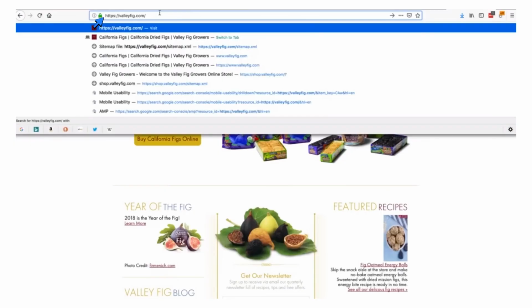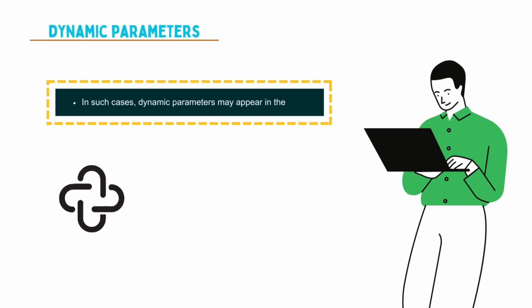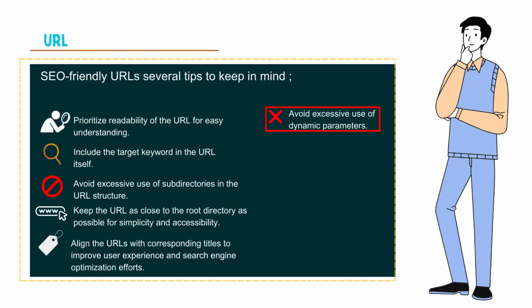Here we have valleyfig.com, which contains recipes, although not specifically dried fig recipes. These recipes are located in the root directory, which is ideal. However, in certain situations, it might be unavoidable, especially for e-commerce websites that retrieve content from databases. In such cases, dynamic parameters may appear in the URL. While this is acceptable, it is important to avoid an excessive number of dynamic parameters. Generally, it's recommended to have no more than 2 different parameters in the URL.